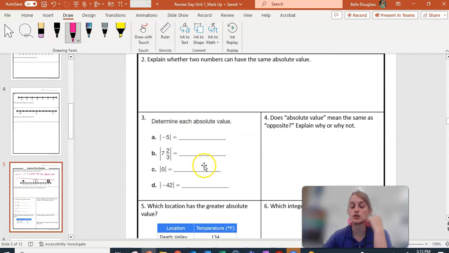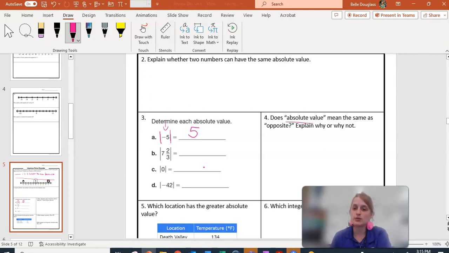Determine is a word that means like solve, figure out, tell me what the answer is, the absolute value of each of these numbers. So when you see these lines, that means the absolute value of the number inside, which is -5. Remember that absolute value means distance from 0. How many spaces away from 0 is this number, -5? It's 5 spaces away from 0. You can never have a negative answer to this because you always have to travel space, whether it's on the positive or the negative side. You are actually moving spaces, and therefore your answers will always be positive.